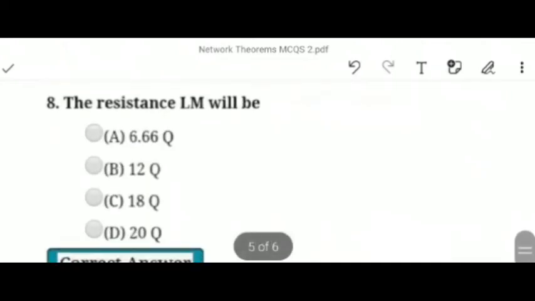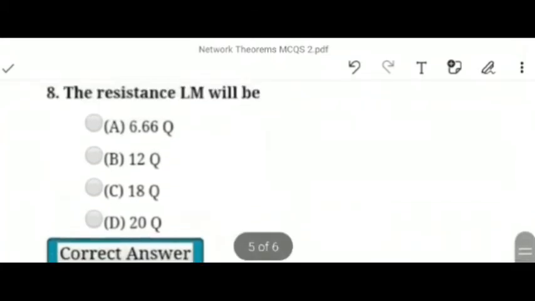Now in the eighth question, resistance of Lm will be. Here the circuit is not given, so ignore this question.